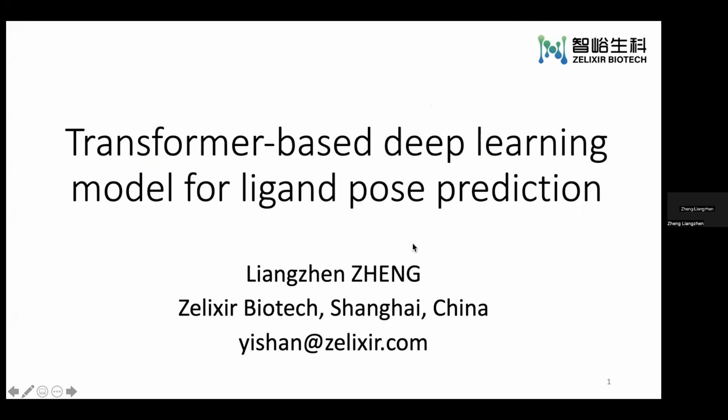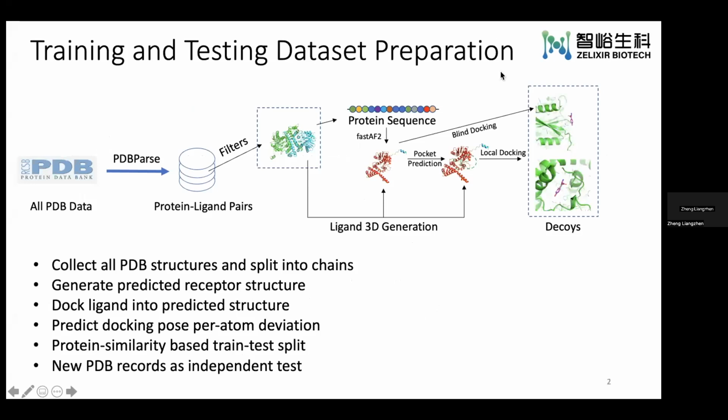I'm Zheng Liangzhen from Zenix Biotech, Shanghai. I will introduce the transformer-based deep learning model for protein ligand binding in CASP15. The main idea for protein ligand complex prediction in our three teams is the core scoring function for ligand selection. The idea is to generate a lot of different protein ligand binding decoys and use a scoring function or a deep learning model to select the best scoring pose for the final submission.